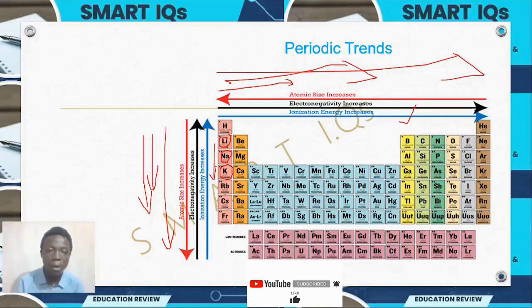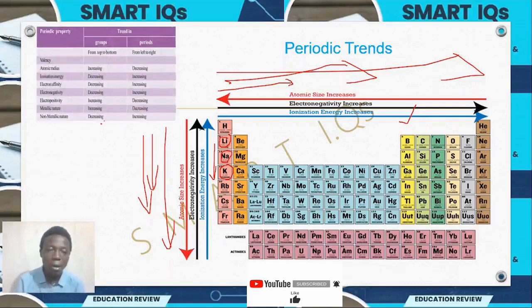So to have it more clear, look at it here now. You can see the groups. Atomic radius increases from top to bottom down the group, and decreases from left to right, that is across the period. Ionization energy, as stated already, decreases down the group and increases from left to right. Electron affinity decreases down the group and increases from left to right across the period. Then electronegativity decreases down the group and increases from left to right.